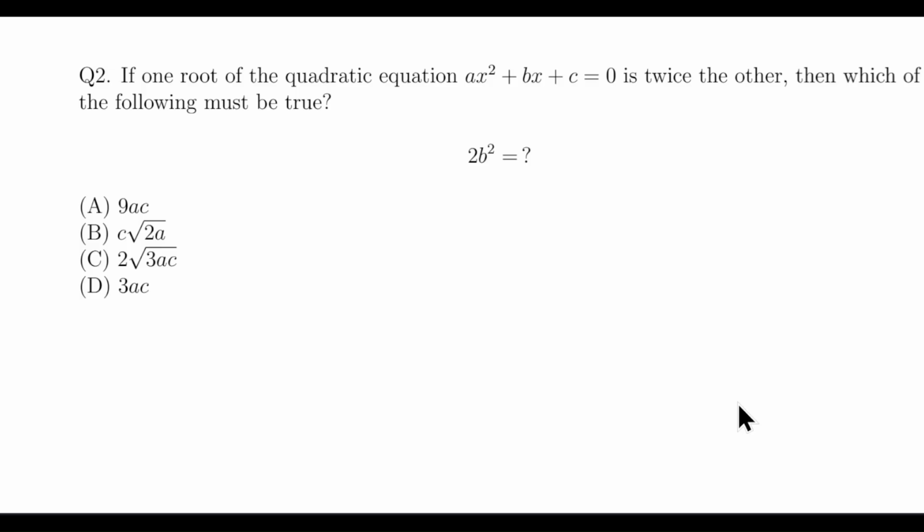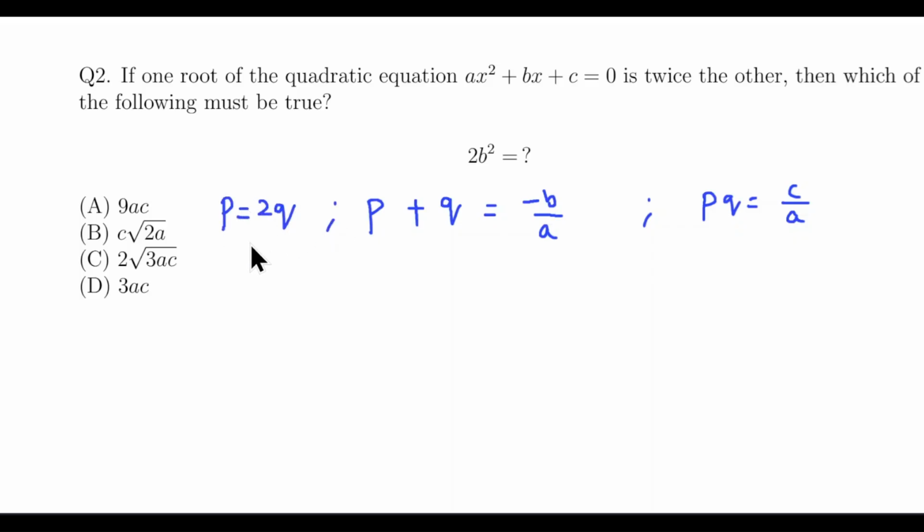Right, fellas, next question. If one root of the quadratic is twice of the other, then which of the following must be true? 2b squared is equal to which of these options? Okay, so I know this is again a really popular concept now, especially in digital SAT. If p is one root and q is another root, then remember that the sum of the roots is given by negative b over a, and the product of the roots is given by c over a. And it's already given that one root is twice of the other, so we know another relationship that p is equal to 2q, right?